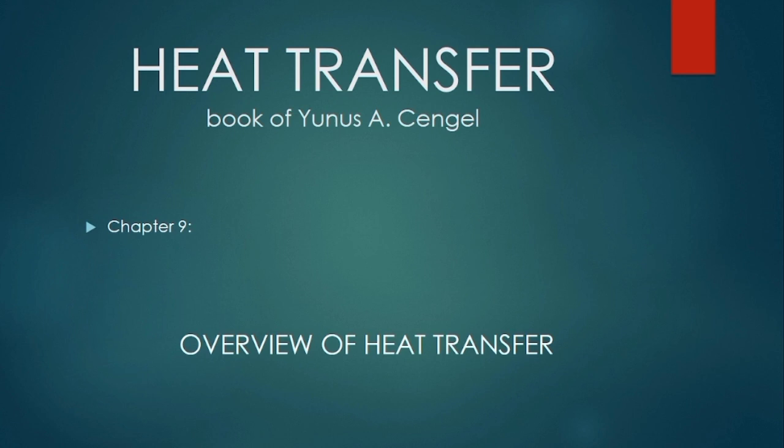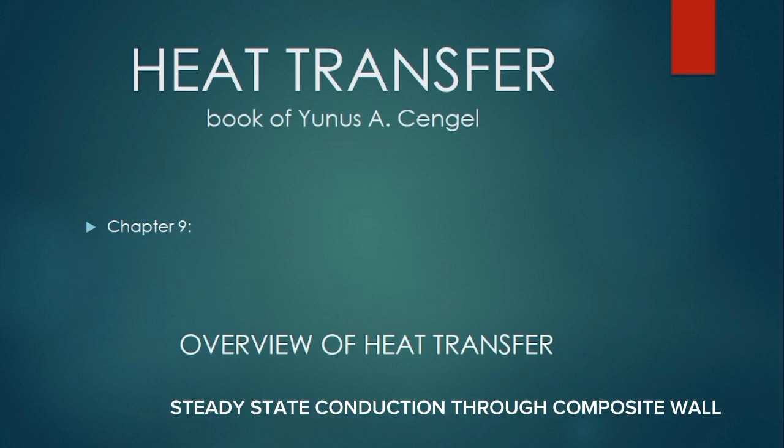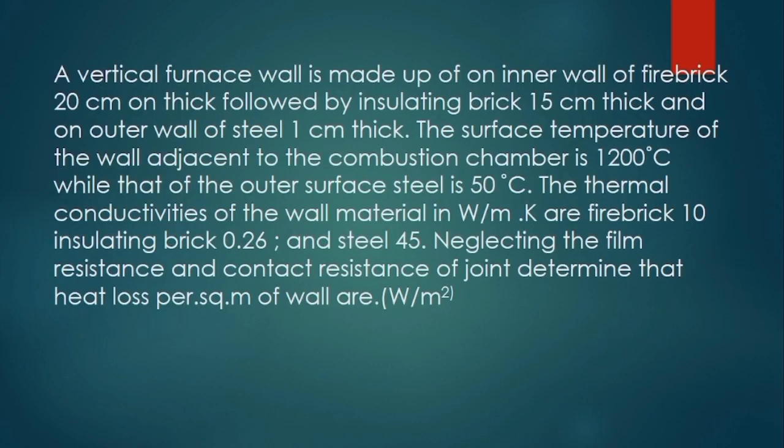So this problem is a steady-state conduction through a composite wall. So this is the problem. A vertical furnace wall is made up of an inner wall of fabric 20 centimeters thick, followed by the insulating brick 15 centimeters thick, and an outer wall of steel 1 centimeter thick.